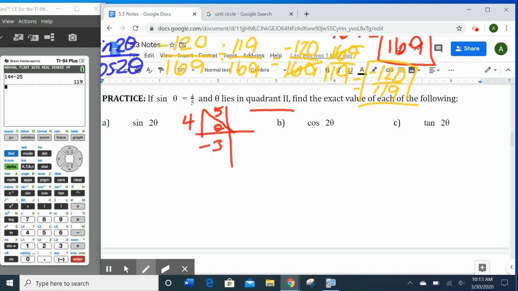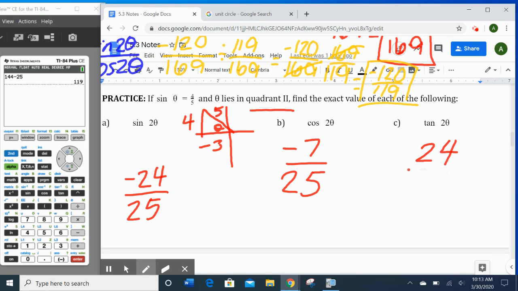So I'm just going to write down that for sine of 2 theta, I got negative 24 over 25. For the cosine of 2 theta, I got negative 7 over 25. And then for the tangent of 2 theta, I got positive 24 over 7 because the two negatives canceled out. So if you want to try that in your own time and make sure you get the right answers before you do your homework, you can do that.